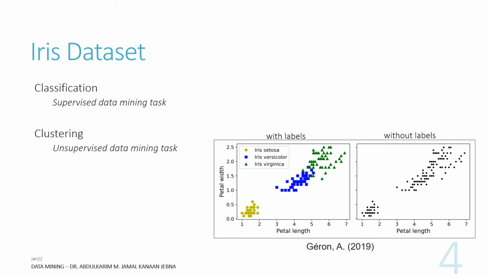On the other hand, if we have unlabeled data, like the figure on the right-hand side, so we cannot distinguish one type of flower from the other. Yet, we are interested to group them together based on their features to find those clusters or those groups where the objects belong to one group.